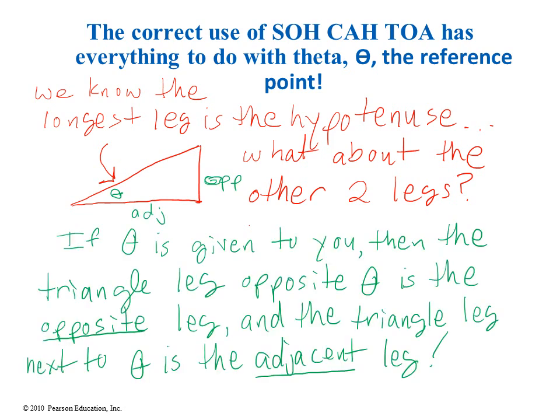So let's see. Got to know where theta is. Now, if theta is given to you, then that's fine. Let's say theta's here on the left-hand side right there. So the opposite leg is here because it's opposite of theta. The adjacent leg is here because it's adjacent or next to theta. We already know this is the hypotenuse. Kids never miss that. They know the longest leg is the hypotenuse. So now you've labeled your legs and you're ready to use the SOHCAHTOA because you know the parts of your right triangle.